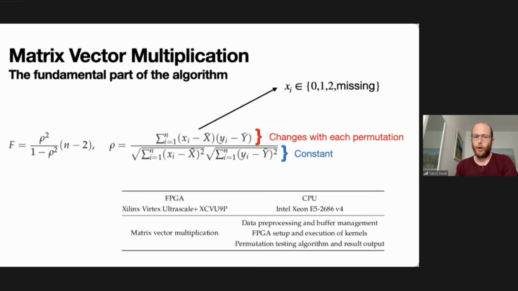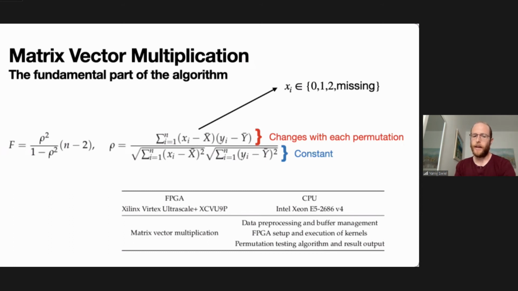Permutation testing requires the repeated computation of the test statistic F with each permutation of the phenotype vector Y. When the phenotype vector is permuted, the denominator of rho remains constant, while the numerator changes with each permutation. The numerator of rho is a dot product between the permuted phenotype vector and a vector of SNP genotypes. As GWASs typically include millions of SNPs, each permutation requires the efficient computation of millions of dot products.